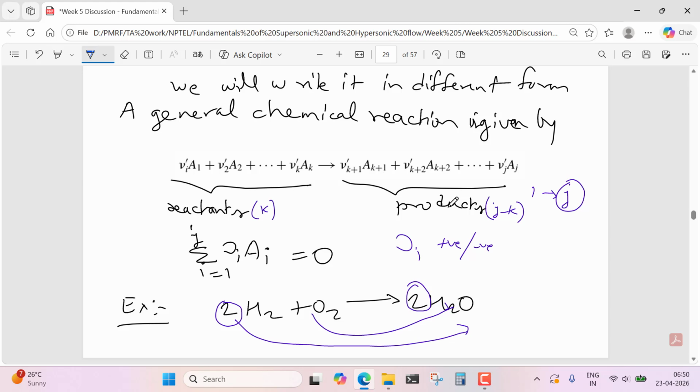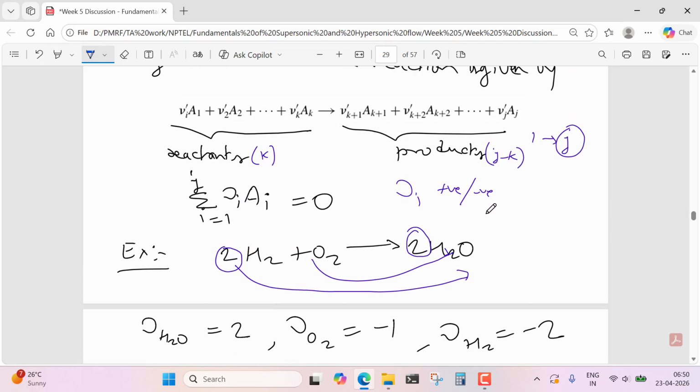So in this equation we can see that from index 1 to k are reactants, so total reactants are k, and index k plus 1 to j are products, so total products are j minus k. And in this combined reaction, if we take everything on the left hand side to the right hand side, we will get sigma i equal to 1 to j, mu i A i equal to 0, where mu i can be positive or negative.